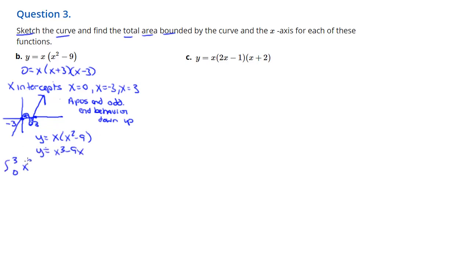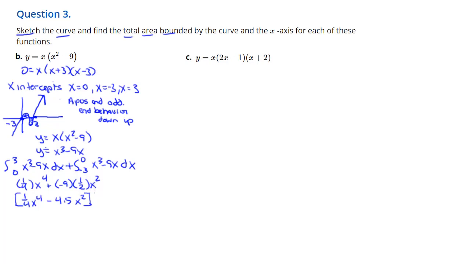And now I'm going to do my integration. So it's going to use these boundaries from 3 to 0, and then from 0 to -3. So let's go ahead and do our integration. We got x to the 4th, so that's going to be a 1/4. And then -9, that's going to be x squared, so that's going to be 1/2. All I'm going to do now is multiply these guys together. 4.5 x squared. This is my function.